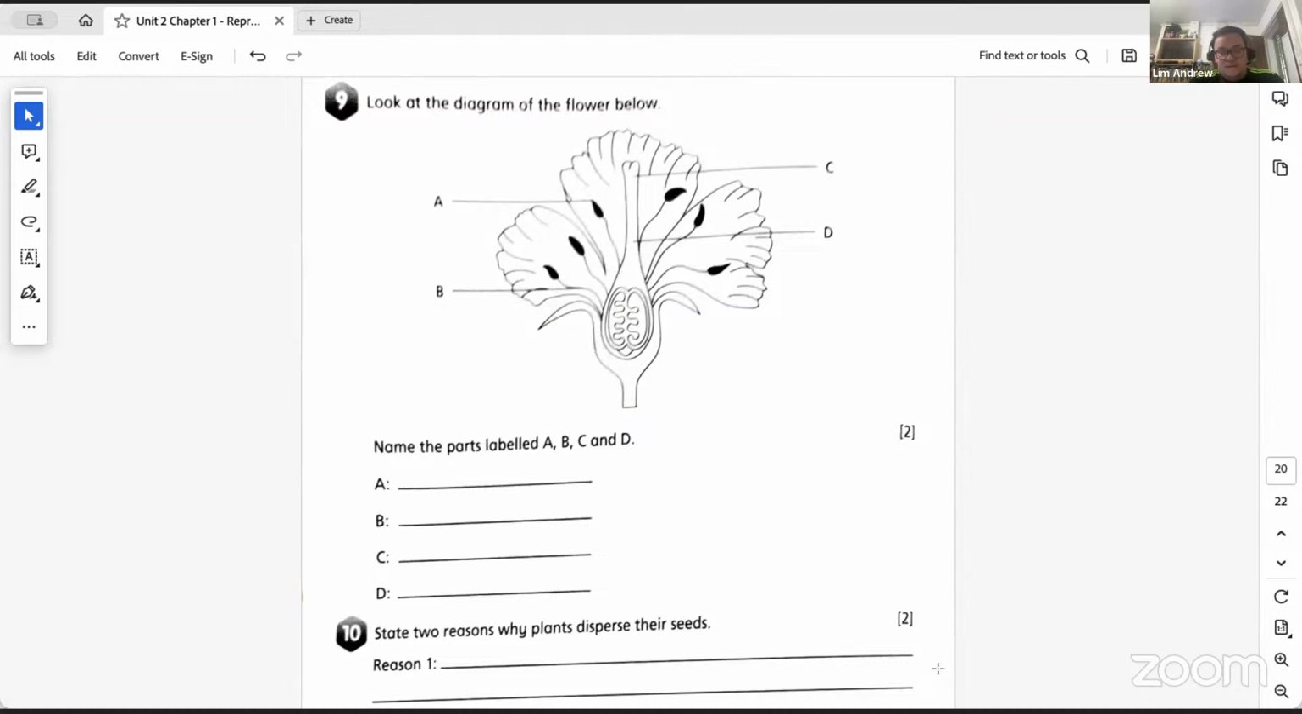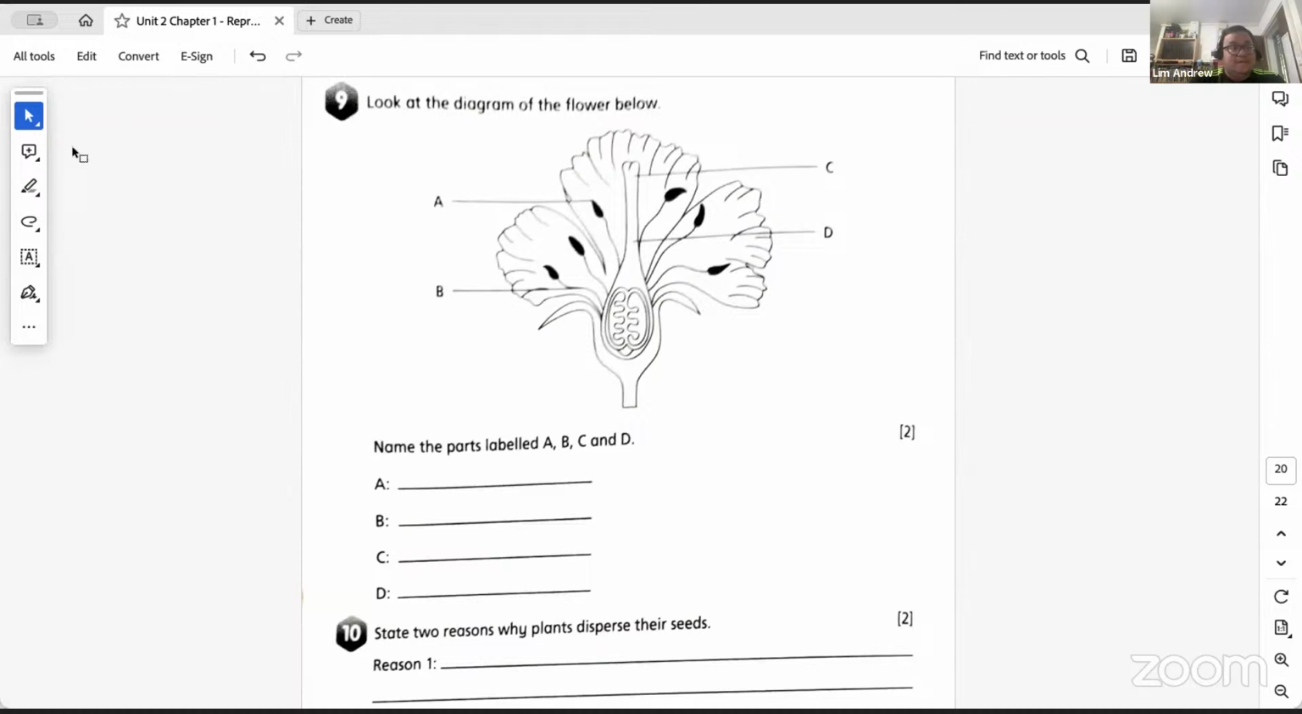So, hi, morning, Lam. Can I know what is, yes. I think A is pollen. All right, A is pollen. Pollen grain is being made by anther.